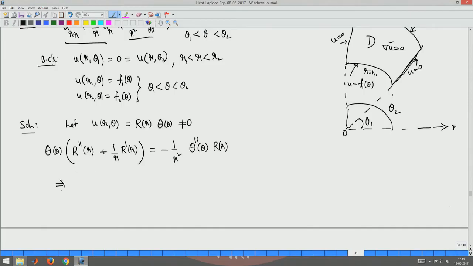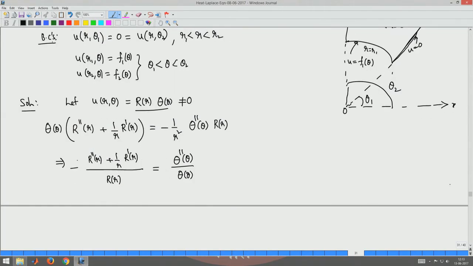Now you divide both sides by u(r, θ), that is R(r) Θ(θ). So, Θ goes, and what you are left with is R''(r) plus 1/r R'(r), divided by R(r), equal to minus 1/r² times Θ''(θ)/Θ(θ). Now you can bring this r² to the other side, so you have r² here.